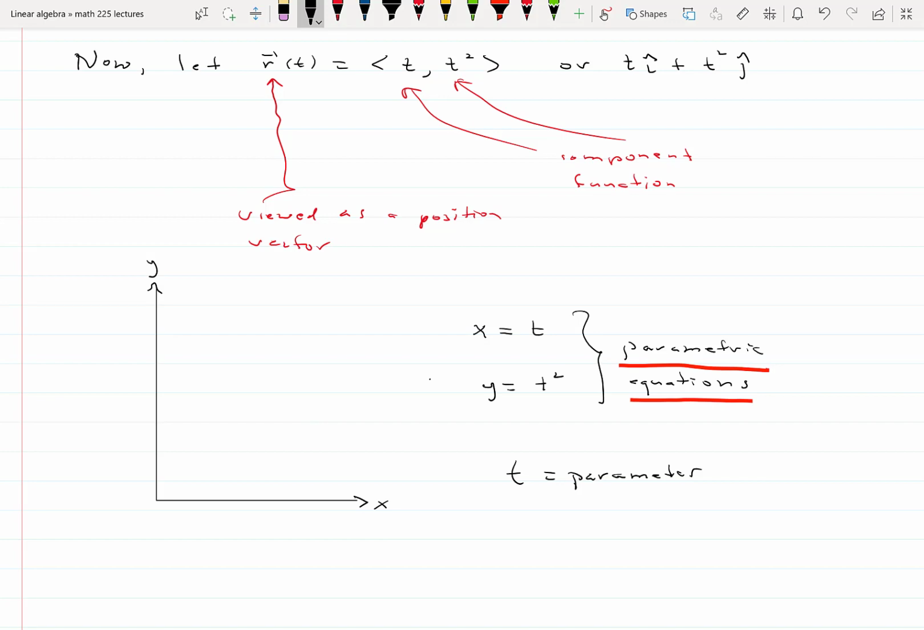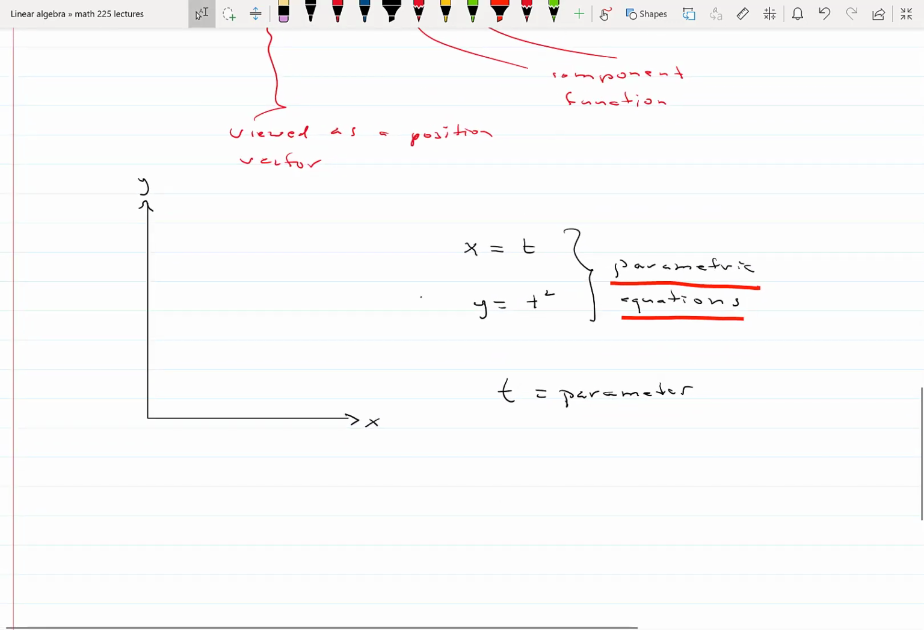Okay, so let's take a look at x equals t and y equals t squared. Very often, to get an idea of what a vector function looks like, you'll take the vector function apart and put it in terms of its parametric equations, and then attempt to eliminate the parameter. If x equals t and y equals t squared, we could substitute the first equation into the second equation to get y equals x squared.